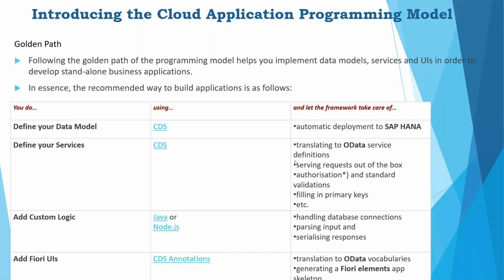If you follow the CAP framework, these are the golden paths, and it is just a recommendation. If you don't follow it, it's your choice; you can build normally whatever you want. But if you follow the CAP framework, you can utilize the advantage of a lot of automatic deployment, translation, and conversion. Everything will be taken care of by the framework. Is it clear?